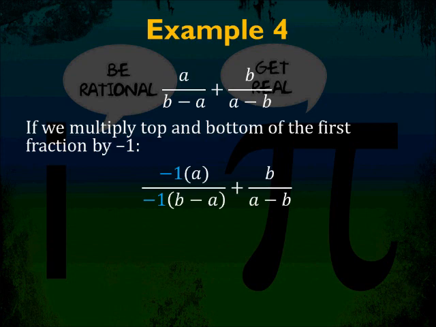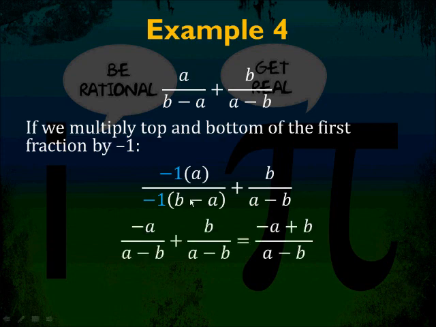If you notice, what happens is you get a negative a up here, but the b minus a becomes an a minus b. And all of a sudden you have the same denominator, and you can just add and subtract as before. So if you do that, you get negative a plus b all over a minus b. Again, you can factor out a negative 1. Negative 1 times a minus b is equal to negative a plus b. And now your numerator and denominator have common factors. You can reduce those by canceling those out. And so the answer to number 4 is simply negative 1.